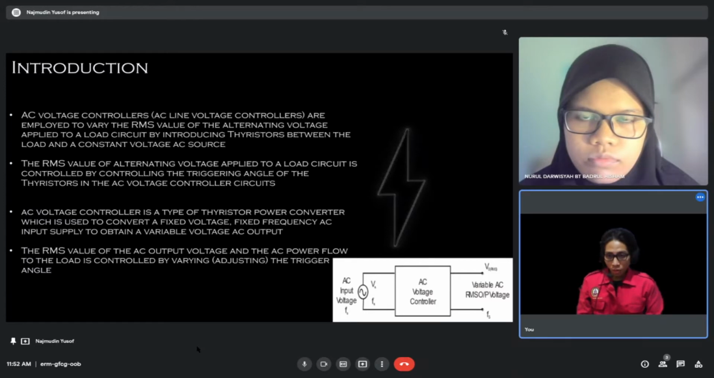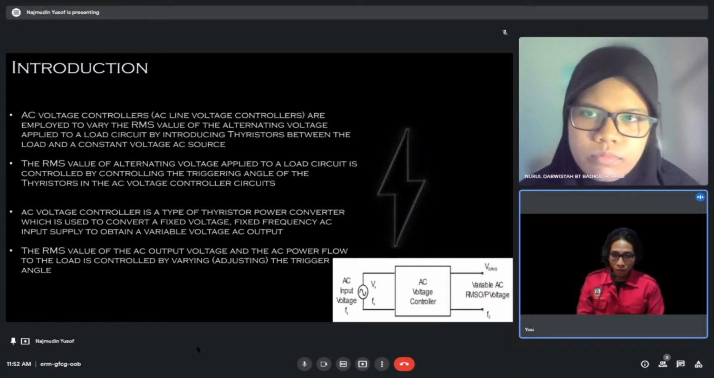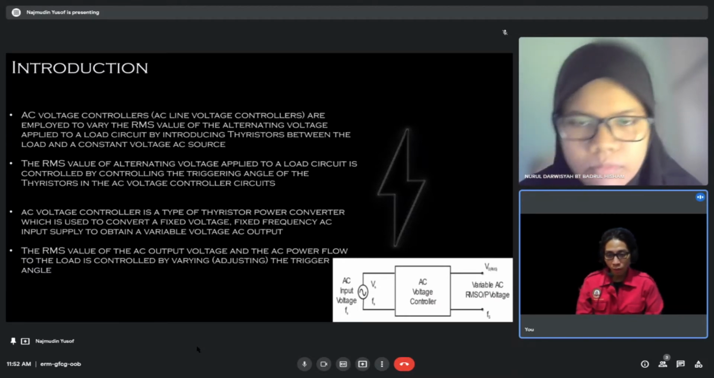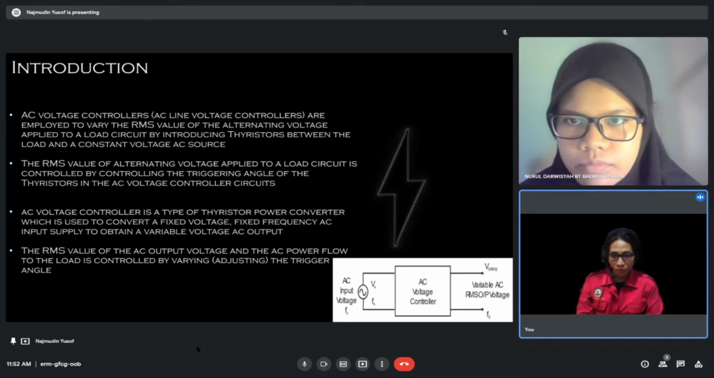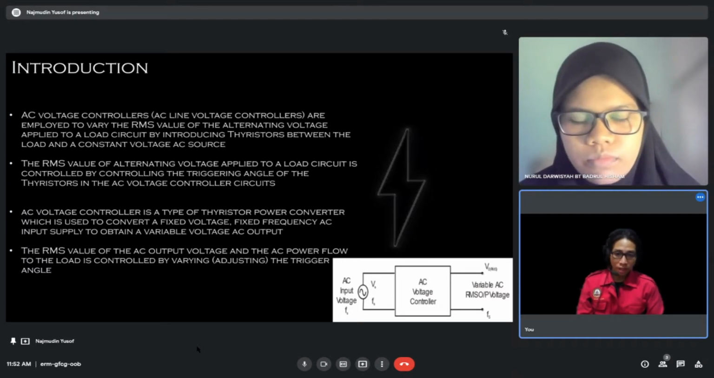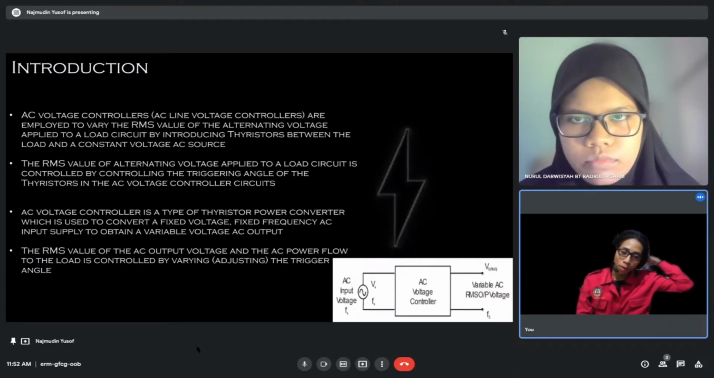AC voltage controller is a type of transistor power converter which is used to convert a fixed frequency AC input supply to obtain a variable voltage AC output. And lastly, the RMS value of the AC output voltage and the AC power flow to the load is controlled by adjusting the trigger angle, as in the diagram below.